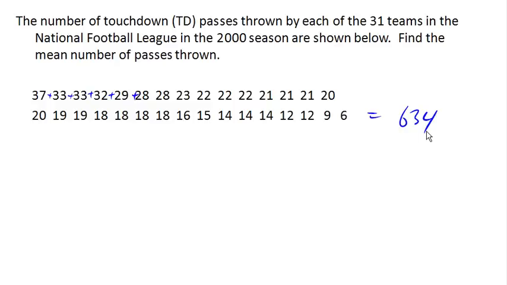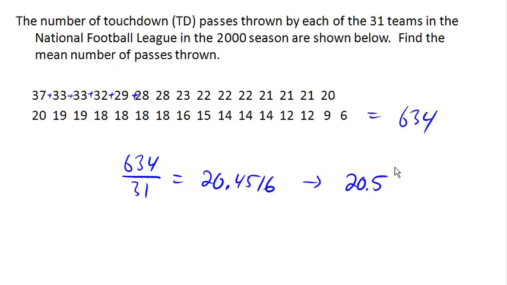Then to find the mean, we're going to take that sum and divide it by how many scores there are. There's 31 different counts here. And we divide that, and we get 20.4516. Now, it would be appropriate here, because all of this data has no decimal places attached to it, for us to round this to one decimal place.